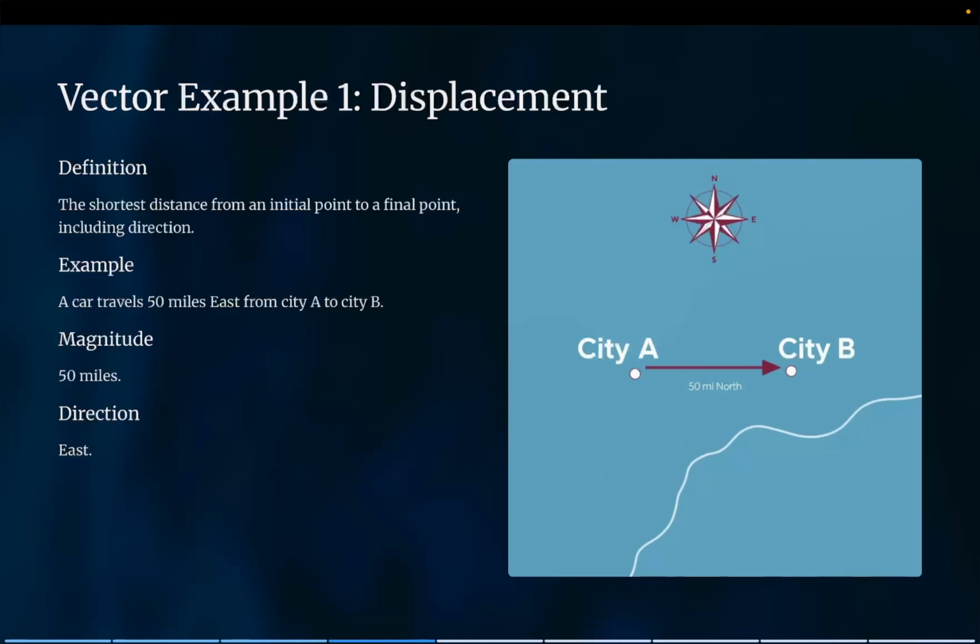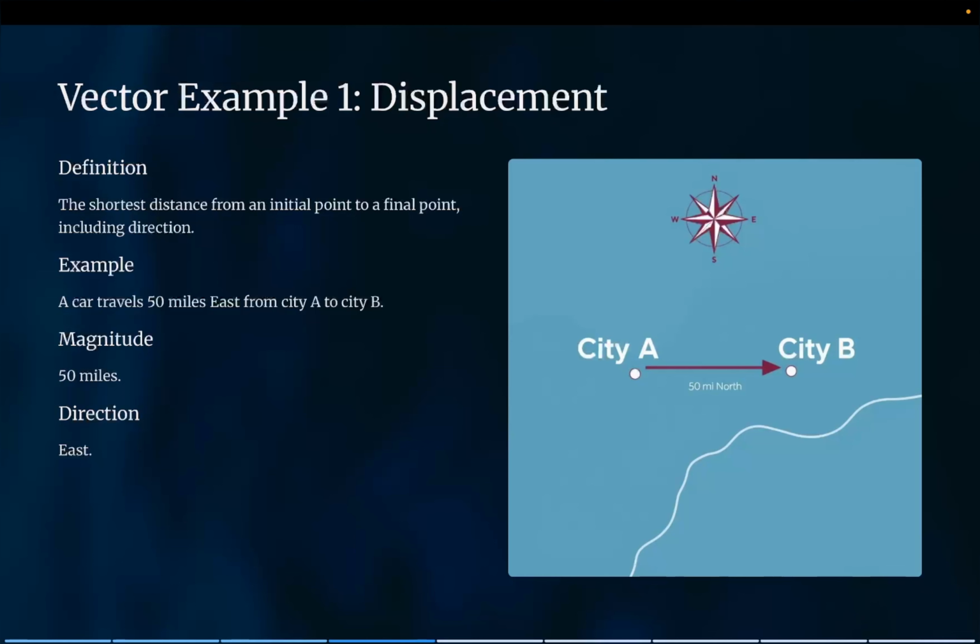The first one is displacement. What's displacement? It's the shortest path to a destination, whereas distance is the whole path. For example, let's say I want to go from city A to city B. There are left and right turns, so you cannot go directly. If you include the left and right turns, maybe it's 100 kilometers. But if you go directly, which is the displacement, it's going to be shorter, 50 kilometers.